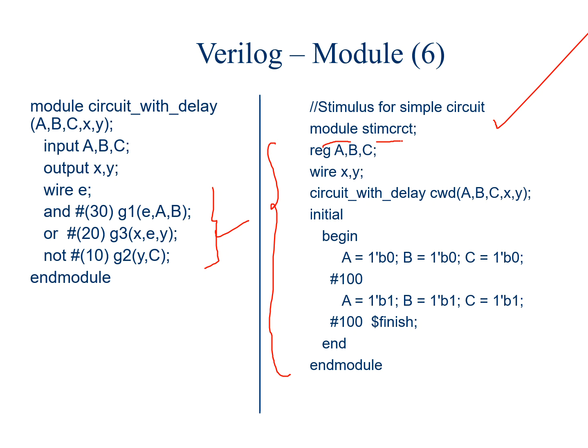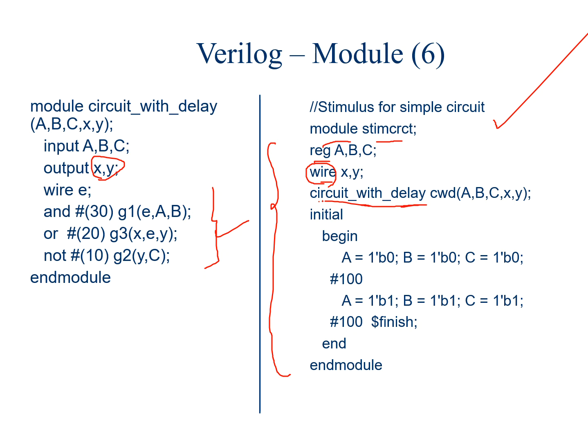You can give any module name. In it, see here, the inputs are written as registers A, B, and C, and outputs are written as wire. See here, the outputs are X and Y, you know about it. And in the test bench, it should be written as wire X, Y. Okay, and this circuit should be called for starting your simulation. That is why the module name called is circuit underscore with underscore delay.